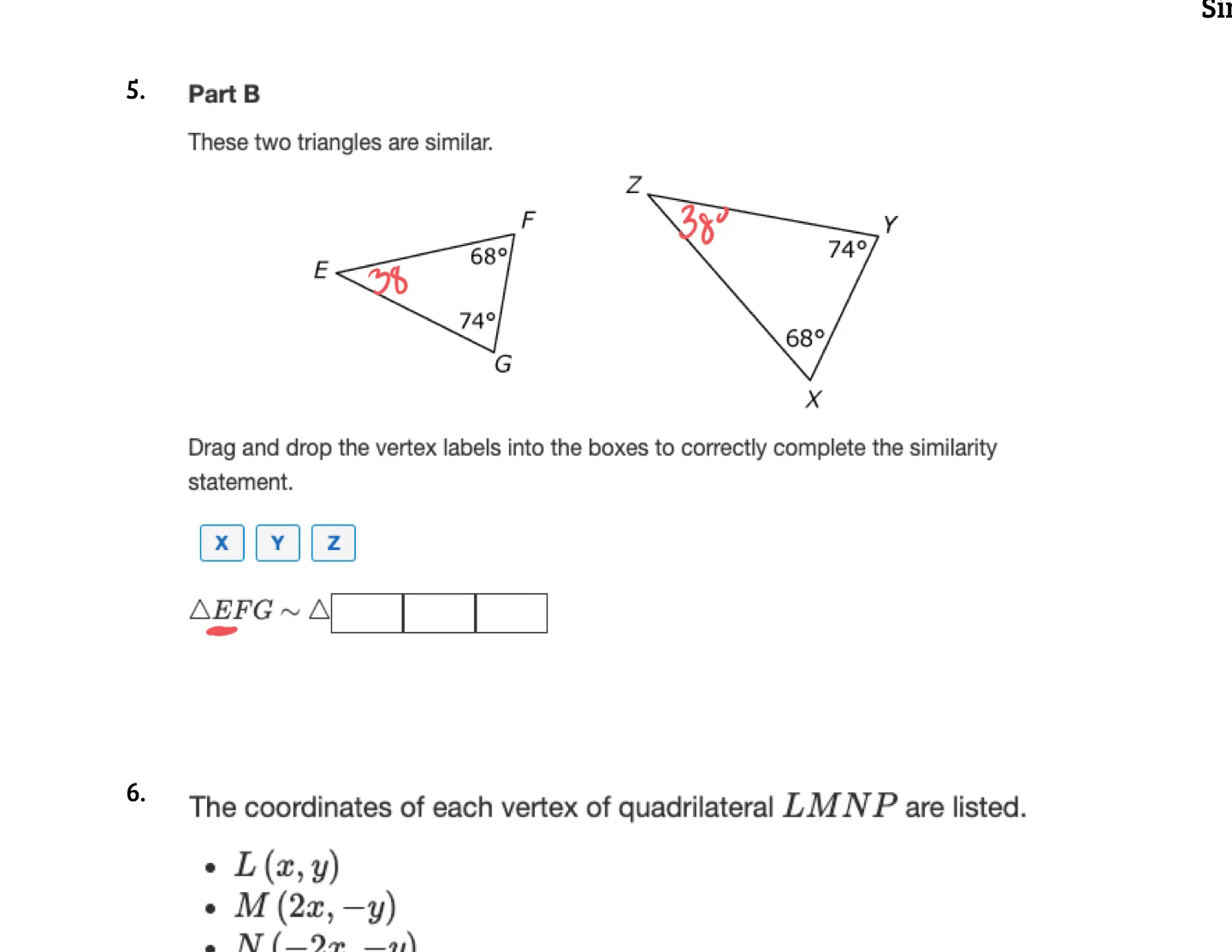So E is 38 degrees, and so is Z. F is 68 degrees, and that would be X, and then of course G and Y are 74. So that would be your correct similarity statement.